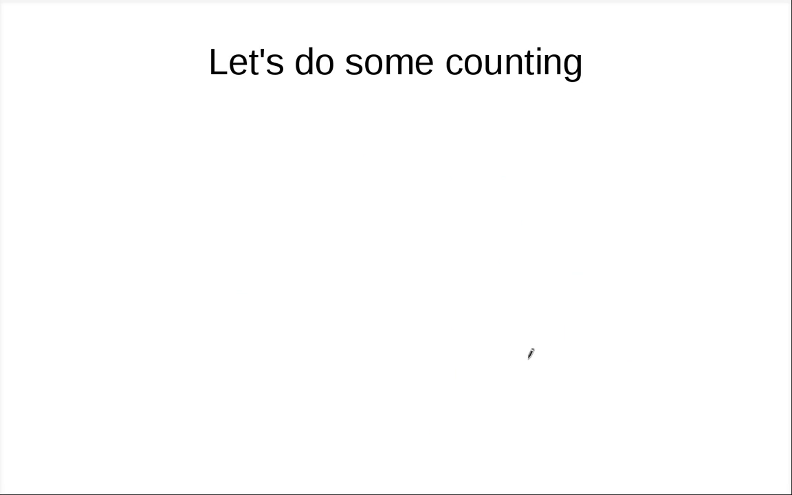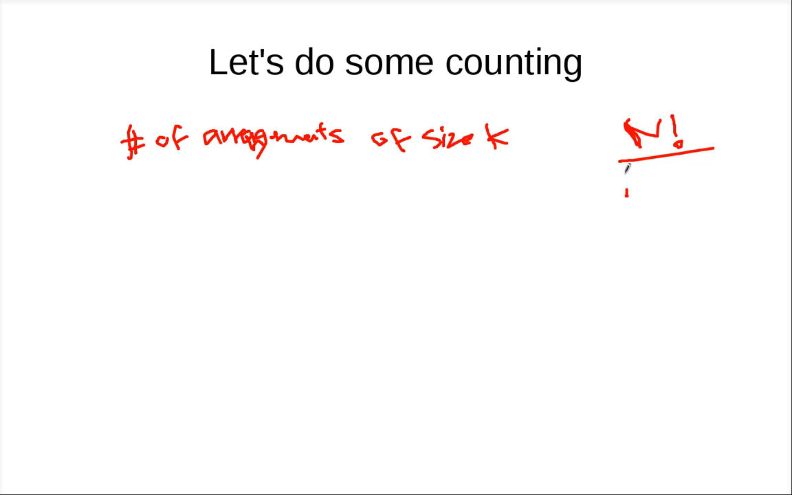So let's do some counting. We already did that. The number of arrangements of size k is n factorial over n minus k factorial, right? And the number of subsets we don't know. Let's say this is x.